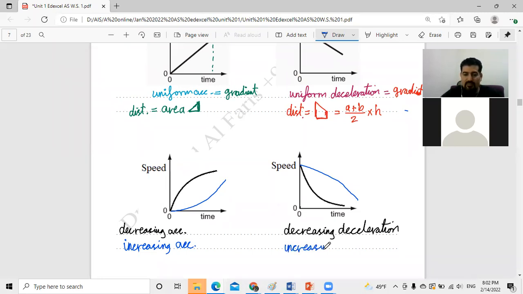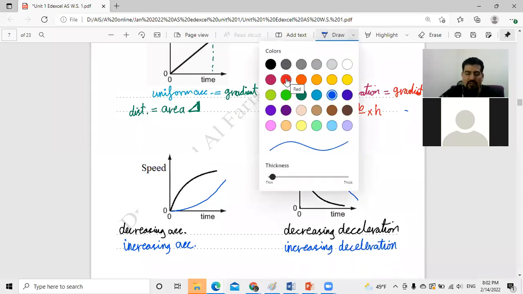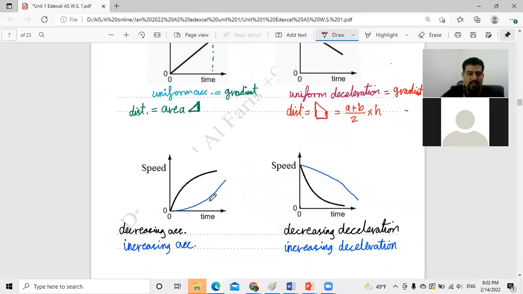Increasing deceleration. Bravo, bravo. Increasing deceleration. Okay. Now, it doesn't matter if it's increasing or decreasing deceleration. If I want to find the acceleration at this point, what would I do?